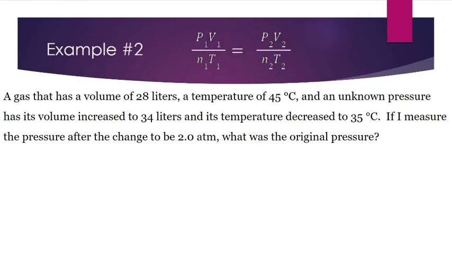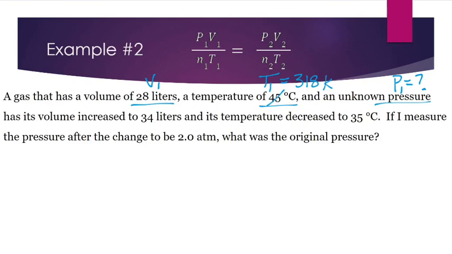Okay, so here we have a gas that has a volume of 28 liters, so let's call that V1, a temperature of 45 Celsius, that is our T1, but because it's in Celsius, we want to change that into Kelvin. I would recommend you do that almost as soon as you find those numbers in Celsius so that you do not have a risk of plugging them in wrong. Remember, we just add 273 to any of those Celsius numbers to turn it into Kelvin. And an unknown pressure. So we're going to be looking for that original pressure later on. So that P1 is going to be our unknown variable.